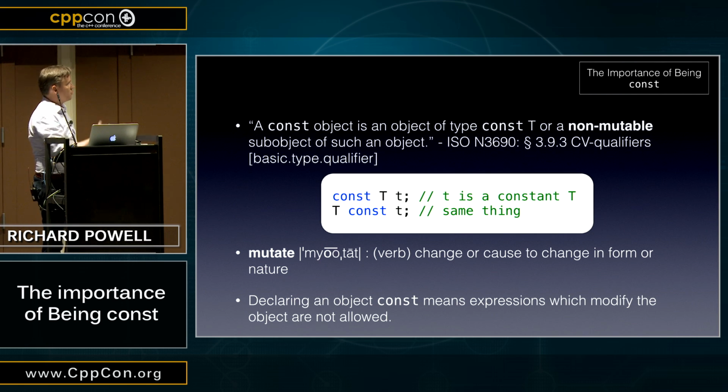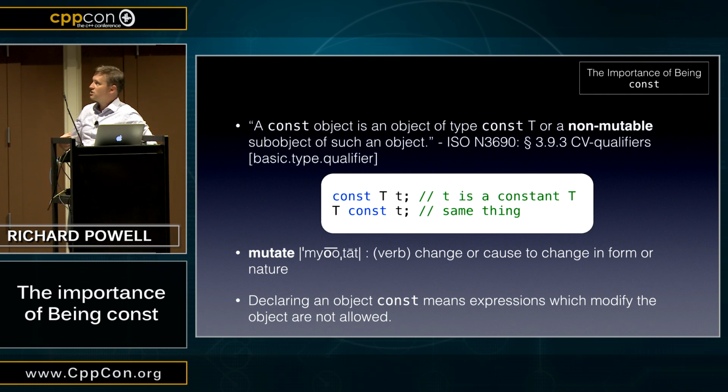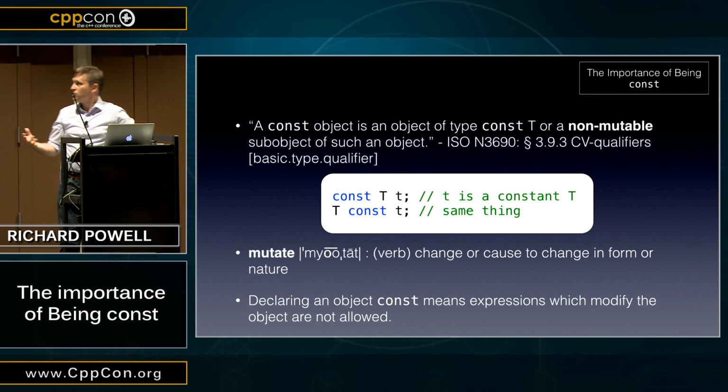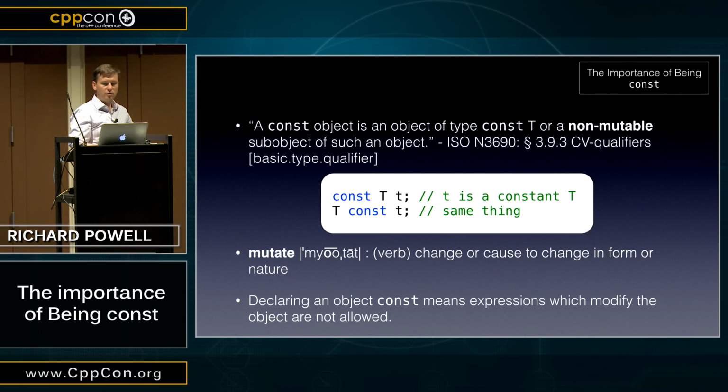This is where you put your const modifier on your object. And it's non-mutable. And what does mutate mean? Mutate means to change or to cause to change in form or value. So declaring an object const means expressions which would modify the object are not allowed.